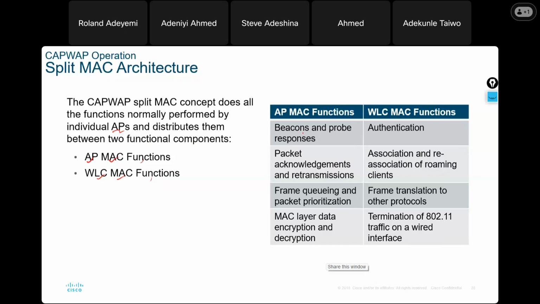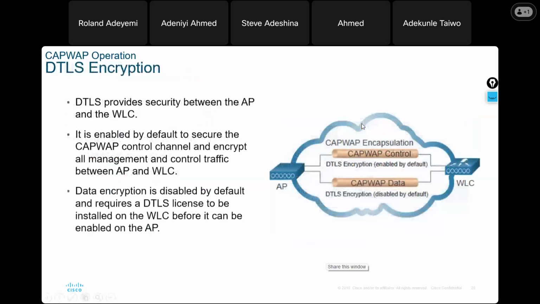So for instance, for the AP MAC function, when it comes to beacons and probe responses, it's your AP MAC that responds to that, as in it uses its MAC address to respond. When it comes to authentication, the wireless controller takes care of that. Packet acknowledgement and retransmission, the AP takes care of that. Association and reassociation of roaming clients, the wireless LAN controller takes care of that. Frame queuing and packet prioritization, the AP takes care of that. Frame translation to other protocols, the wireless LAN controller takes care of that. MAC layer data encryption and decryption, the AP takes care of that. Termination of 802.11 traffic on a wired interface, the wireless LAN controller takes care of that.